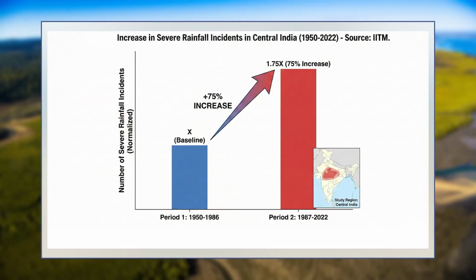The primary driver of the intense river flows is the change of the Indian summer monsoon. The southwest monsoon delivers approximately 75% of the annual rainfall in just 4 months. As per the Indian Institute of Tropical Meteorology, an increase of about 75% in severe rainfall incidents is seen between 1950 and 2022 in parts of central India.